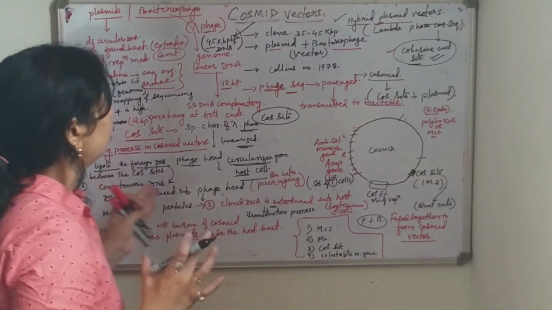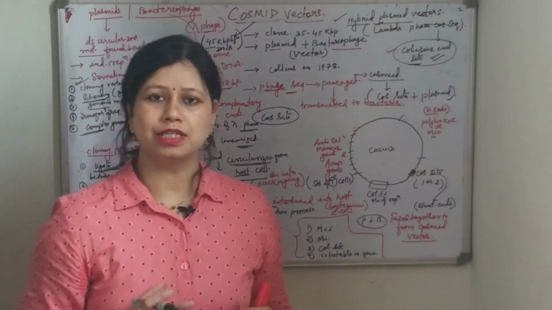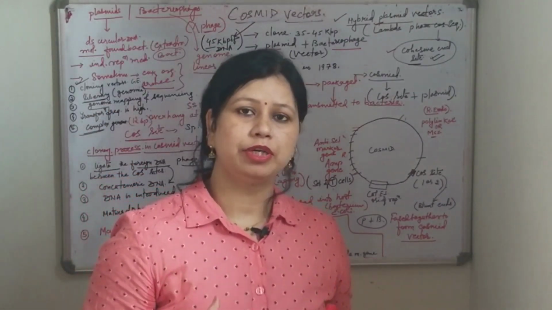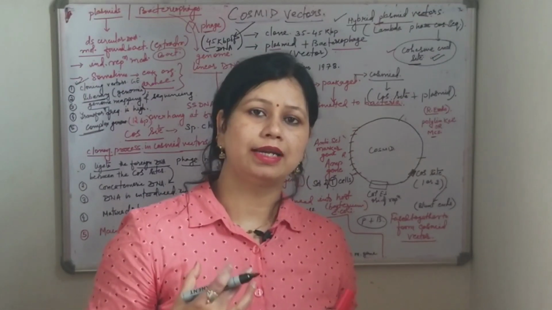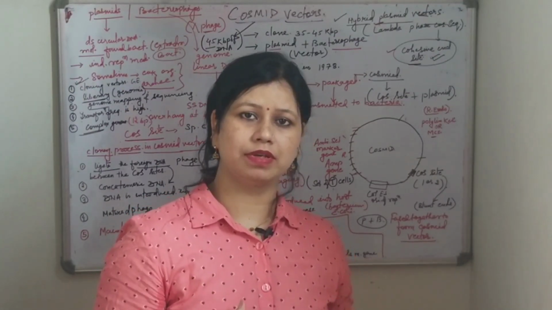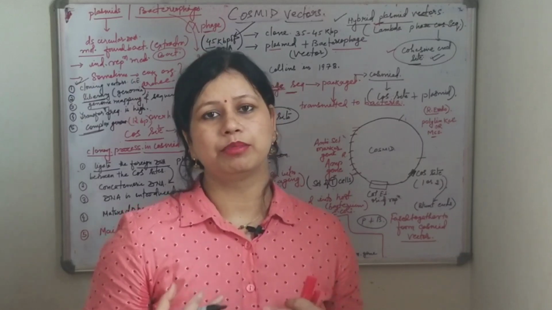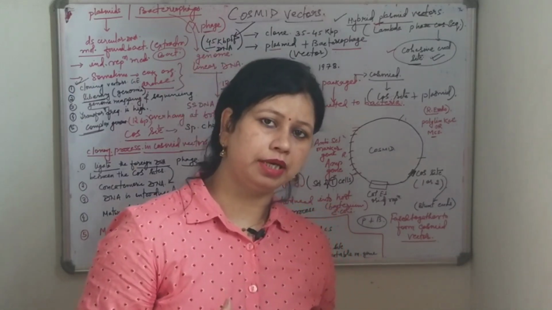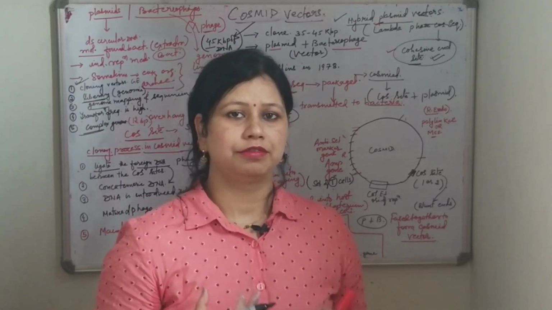So, this is all about the cosmid vectors, which are hybrid plasmid vectors which contain the lambda phage cos sequences and are developed by combining the features of both plasmid and bacteriophage vectors.